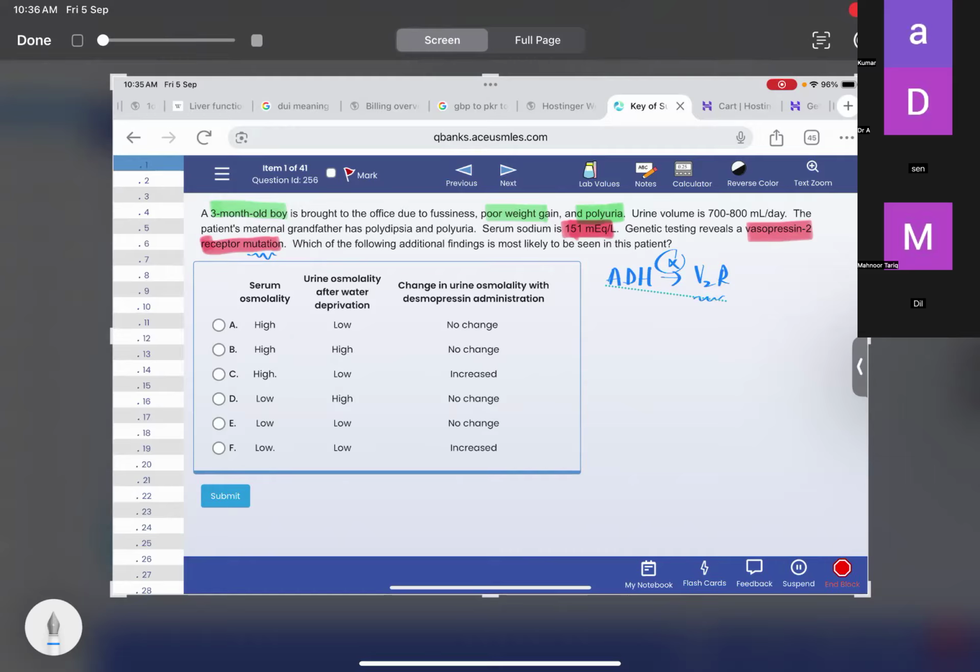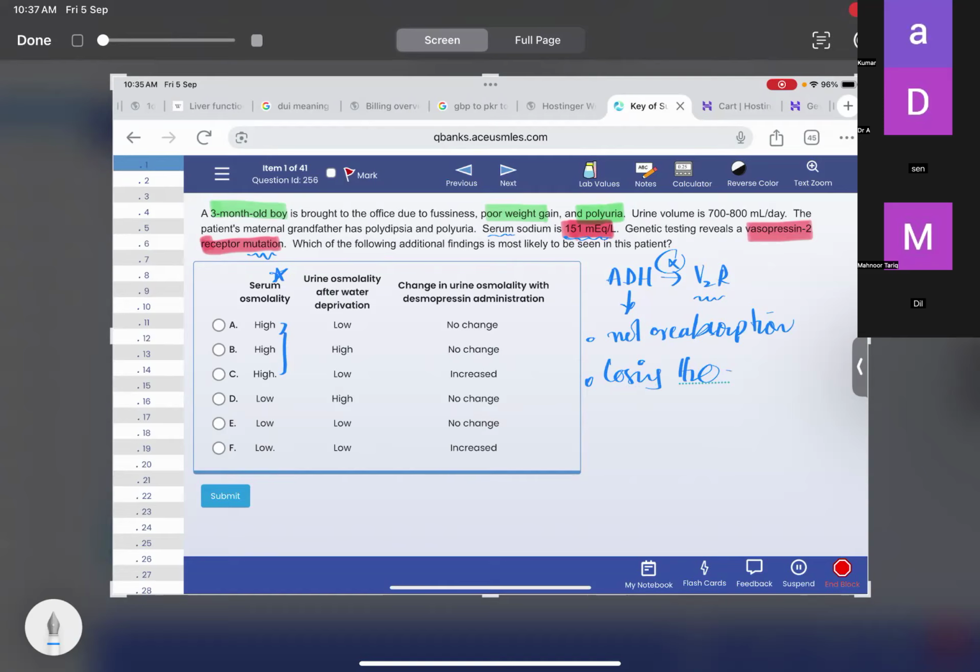So they have already given you the serum osmolarity, and they are asking about the findings. The serum osmolarity they have given you is high, right? And you can also see that if we are not reabsorbing water, which means losing water, by losing water the serum osmolarity will increase, right? So we have high serum osmolarity.